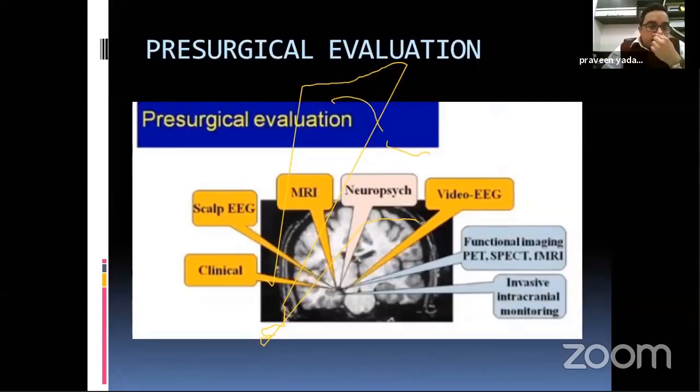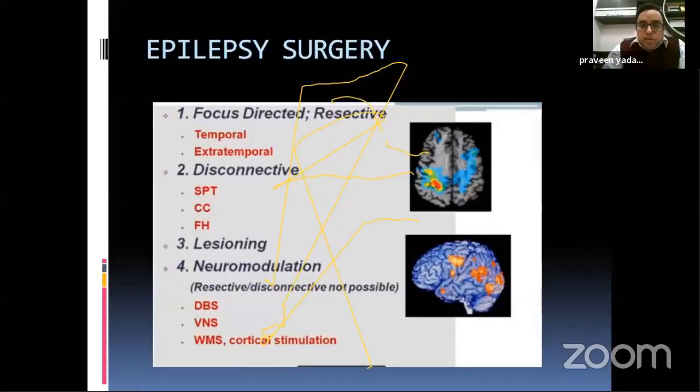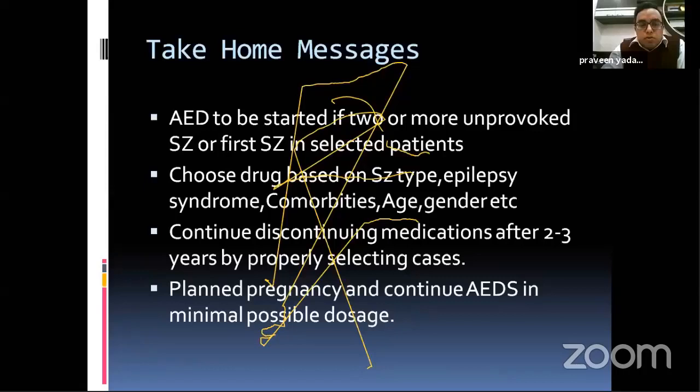Finally, if there is no response to the medications, you evaluate the patient with a pre-surgical evaluation, which includes video EEG, neuropsychiatric evaluation, functional imaging, invasive monitoring, and referral to an epilepsy center. Various epilepsy surgeries are available. If there is a lesional epilepsy, there may be resective surgery, disconnective surgeries, lesioning, and deep brain stimulation of the anterior thalamus has also been found to be quite useful in refractory epilepsies. Ketogenic diet in children, so all these things can be used in judicious management of epileptic patients. So I think I'll conclude with this slide.